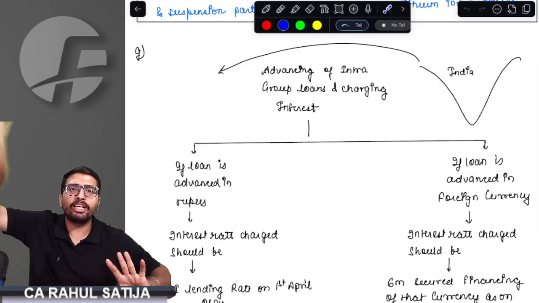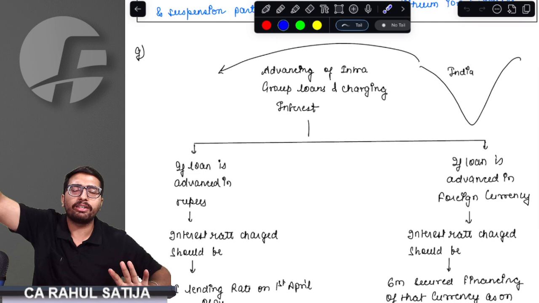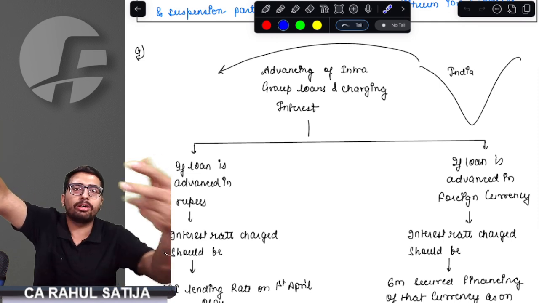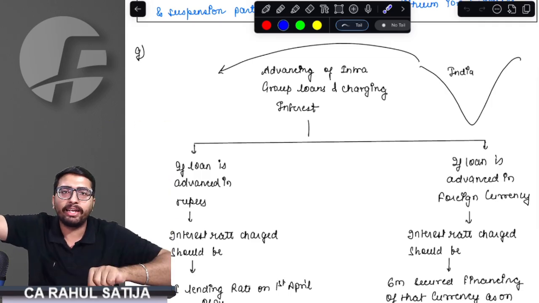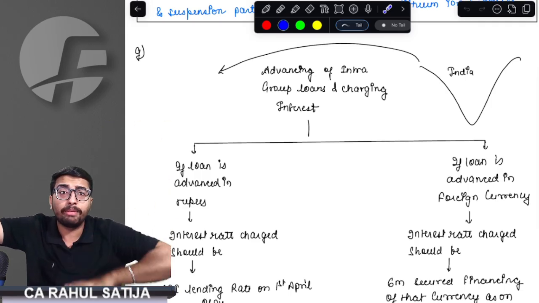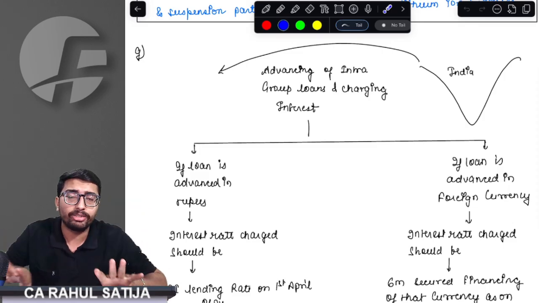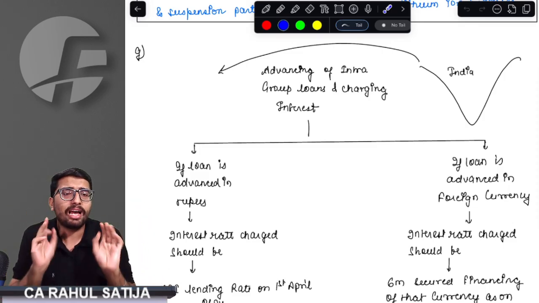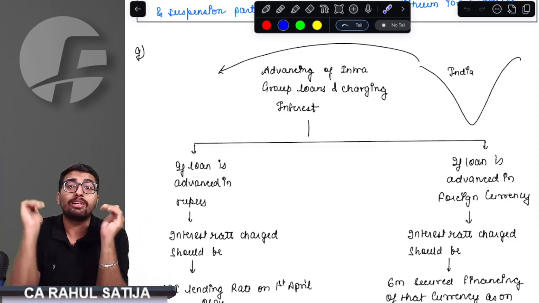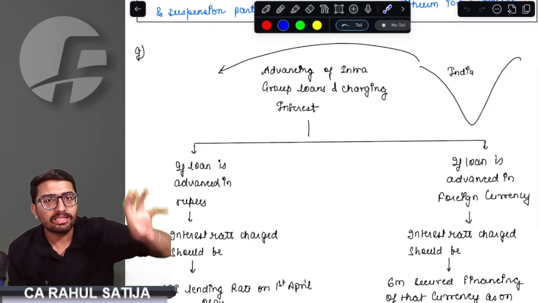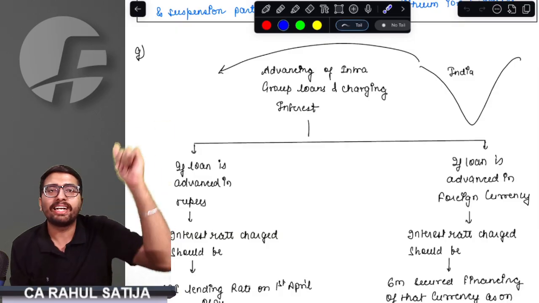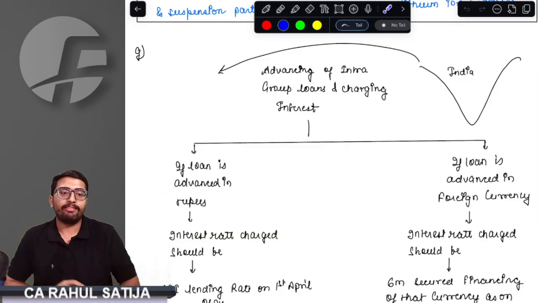If the loan is in dollars, then you have to take the US interbank rate. If the loan has been given in Singapore currency, the Singapore interbank rate. If it is in pounds, the London interbank rate, LIBOR, we have to take. If the loan has been given in Malaysian dollars, the Malaysian interbank rate has to be taken. I will tell you everything. But are we clear that if the loan is in rupees, then the SBI rate plus something, and if the loan is in foreign currency, then the foreign currency lending rate plus something has to be charged? Yes, sir.